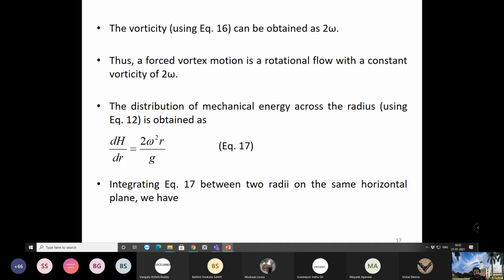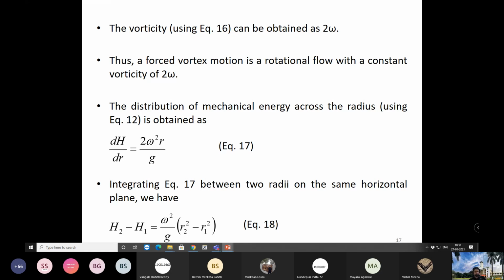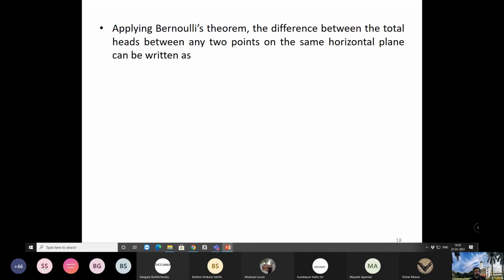Now, if you integrate this equation between two radii on the same horizontal plane from r1 to r2, you can write H2 minus H1 is equal to omega square by g, r2 square minus r1 square. Very simple. You just integrate, definite integration between 2 points. So this is one important equation: H2 minus H1 is equal to omega square by g, r2 square minus r1 square.